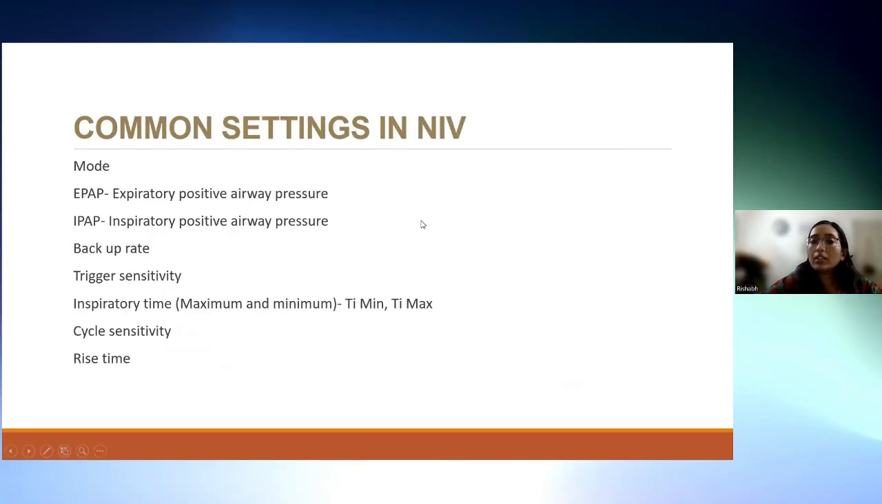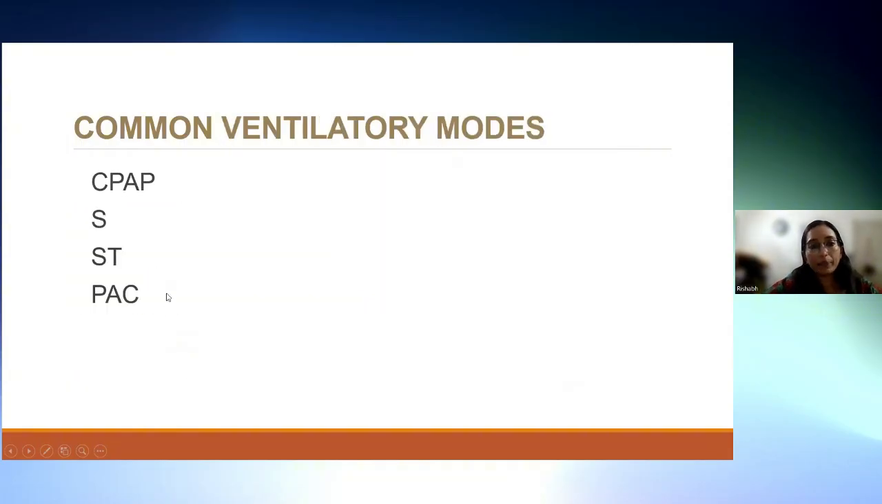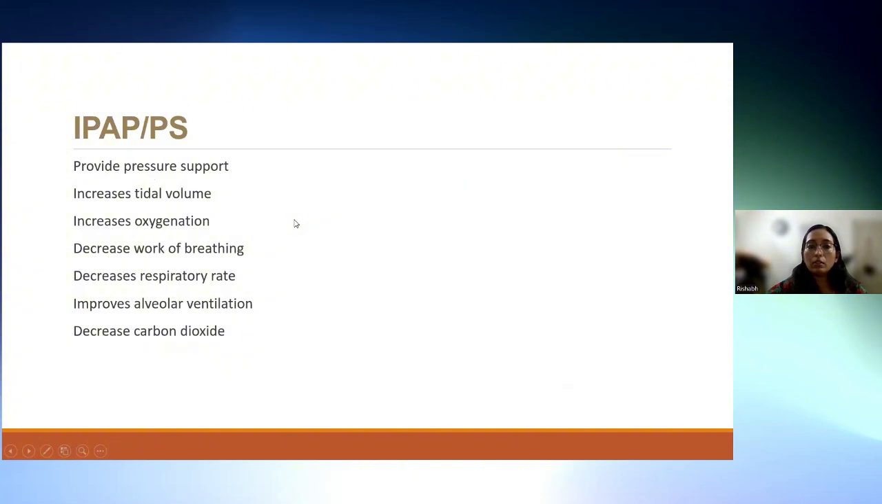So common settings that are done in an NIV are the EPAP, the IPAP, a backup rate, the trigger sensitivity, inspiratory time, that is TI minimum and TI maximum, cycle sensitivity, and rise time. Common ventilator modes are CPAP, the spontaneous mode, the spontaneous timed mode, and the PAC. So let us see what these are.